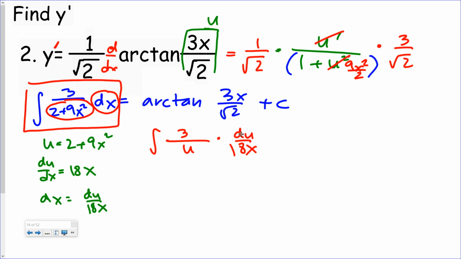Okay? Then I ask myself the question. What question do I ask myself? Do my x's cancel out? Do they cancel out? No. Back to the drawing board. Maybe my u is something else.